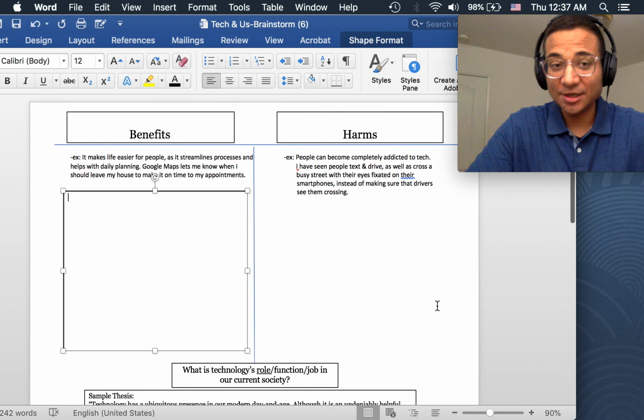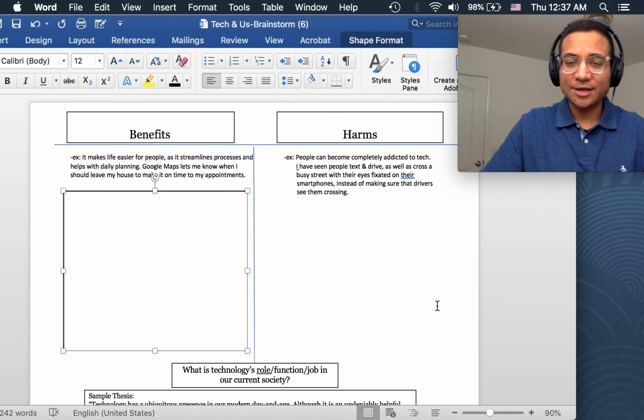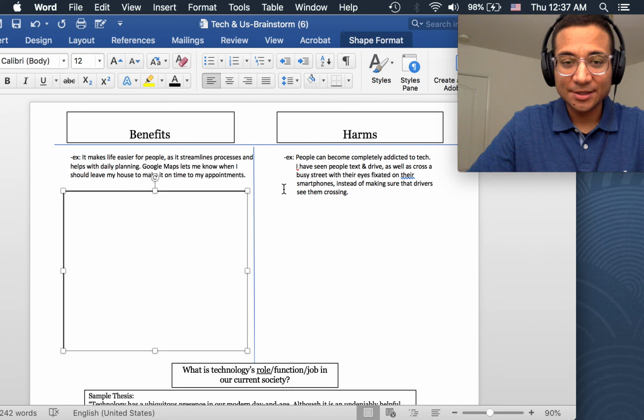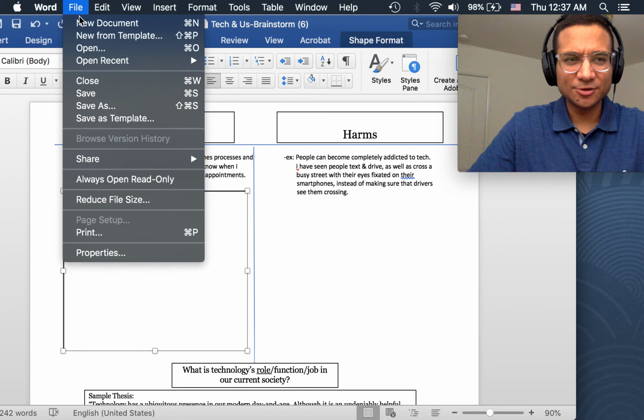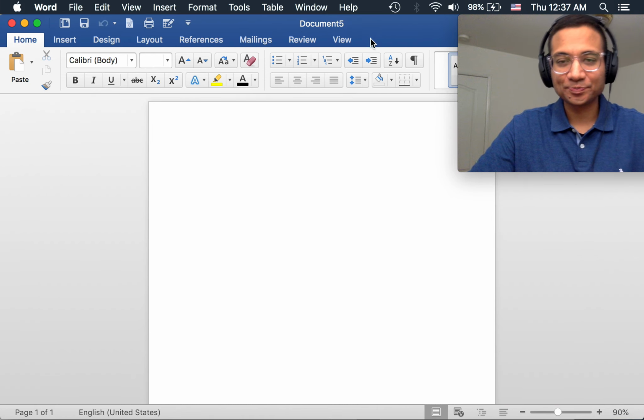Okay, so you're going to do two things for this brainstorm. Number one, create this T-chart, where you create this for benefits and harms. I want to show you a little trick. I don't know if you knew this, but how to actually draw.